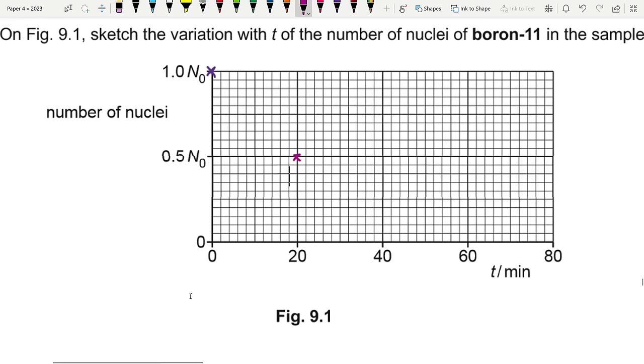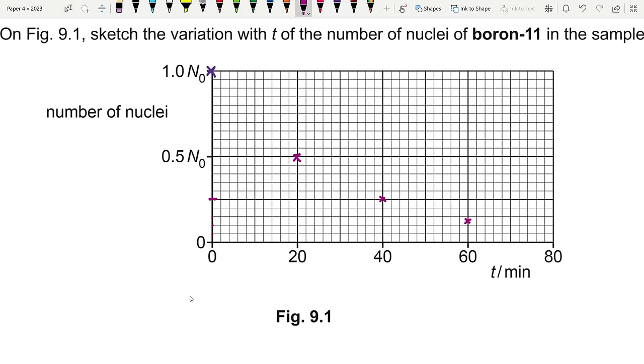So, where is that exactly? 2, 3, 4, 5 over here. So at 40 minutes, it's going to be half of that, and at 60 minutes, half of that, and at 80 minutes, even half of that. So 0.25 divided by 2 divided by 2, which is 0.0625. Half of 2.5 boxes is 1.25 boxes, somewhere over here. So essentially, this is the graph for carbon-11. So the graph for boron-11 should just be the inverse.